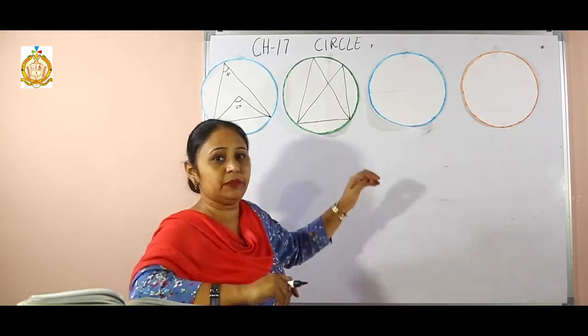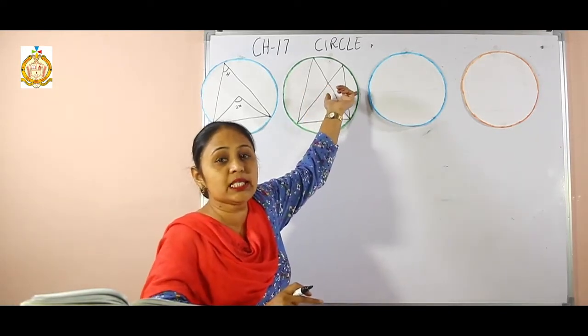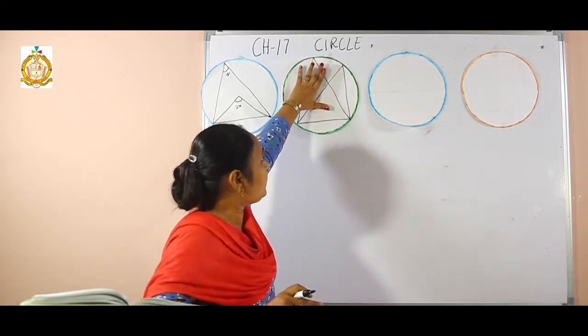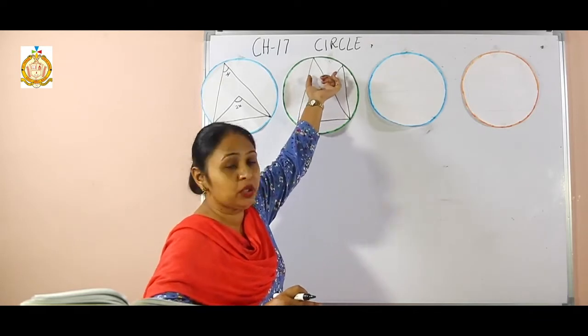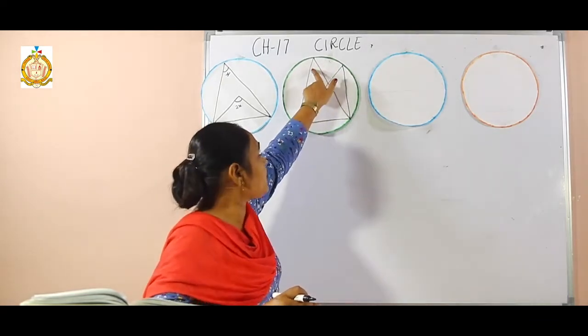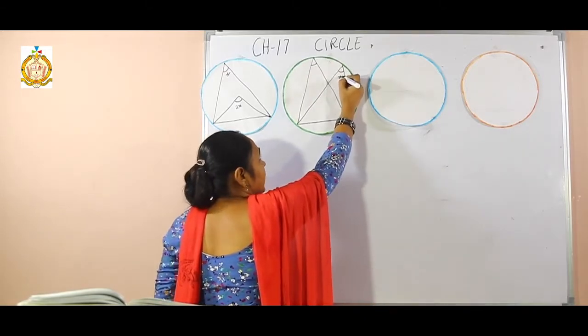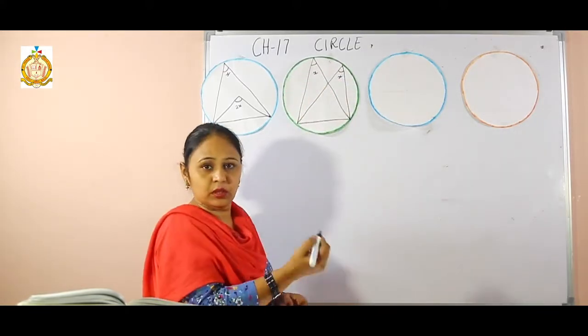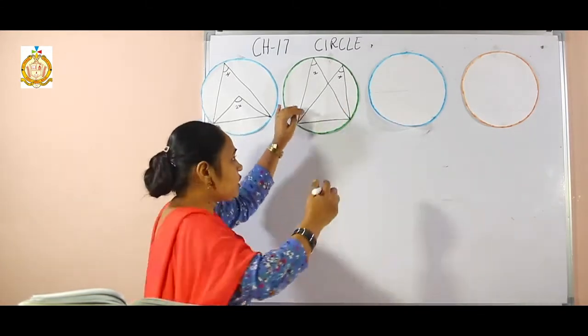Now this property means on the same base, on the same chord, the angles on the same segment. We know that this is the major segment, this is the minor segment. Now I am preparing the angle on major segment, and these two angles will be equal. Angles on the same segment are equal. So there is no necessity to take only the major. We can take also in the minor.